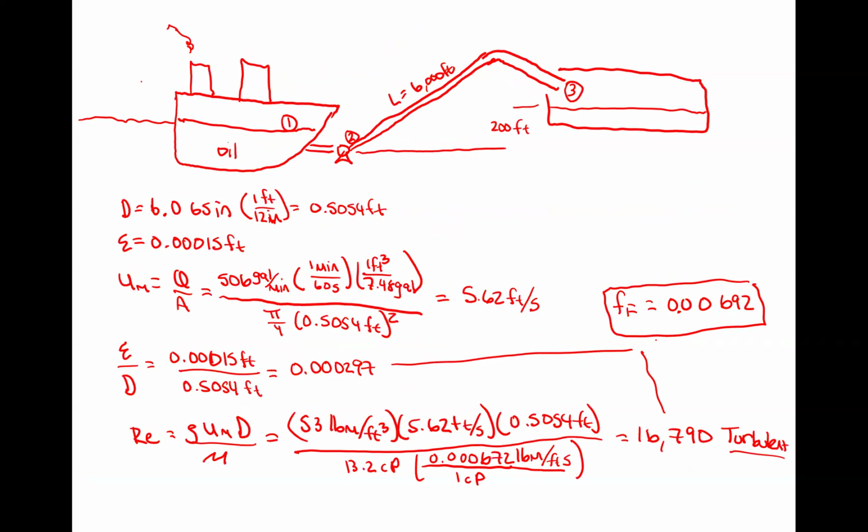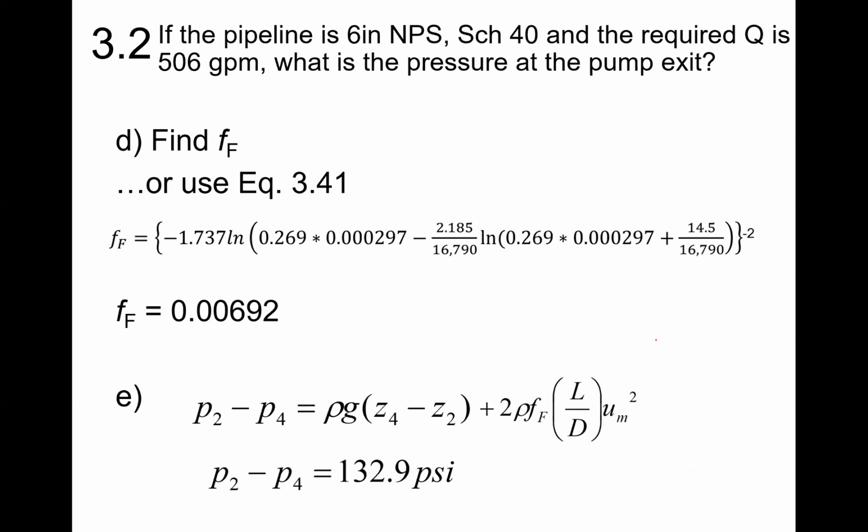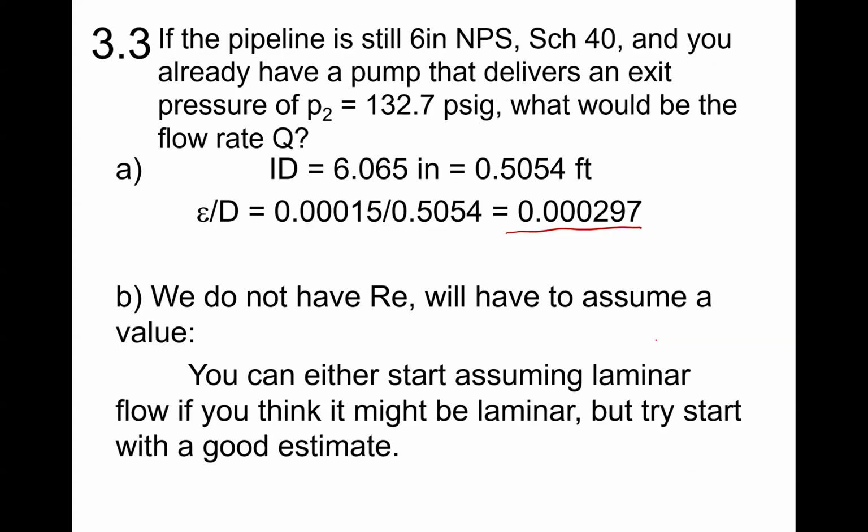Now, this is basically just different calculations here. Let's say that you now have the pipe is still 6-inch NPS schedule 40. And you have now a pump. And the pump delivers the pressure that we have. Then what would be the flow rate? And so you know the answer. The flow rate is the same flow rate, 506 gallons per minute, because obviously everything else is the same. But let's go over how to find that information.